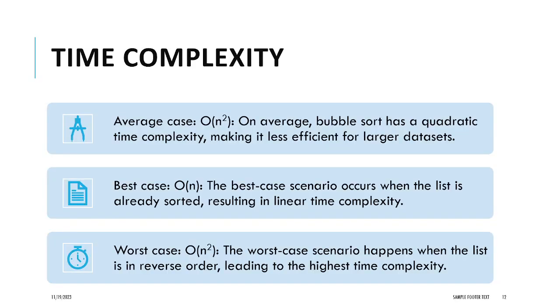So for bubble sort, on average, bubble sort has a quadratic time complexity, making it less efficient for large data sets. Best case scenario, if the list is already sorted, you have a linear time complexity. But we're not worried about best case scenarios in Big O. We're worried about worst case scenarios. And this happens when the list is in reverse order. And that leads to the highest time complexity, O of n squared.